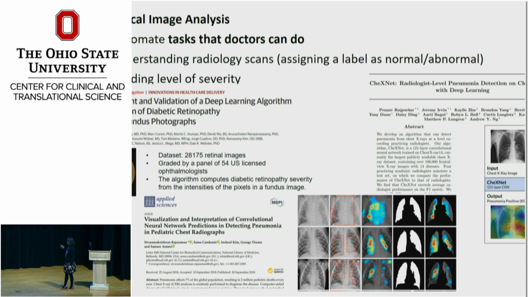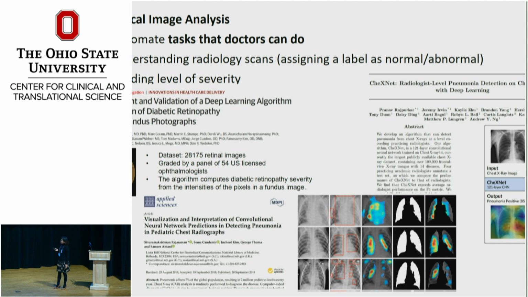For example, this study was conducted at Stanford University. Researchers trained a very large neural network algorithm with a very large data set released by NIH. And they detect pneumonia from the chest X-rays as good as a radiologist. We repeated, with my previous colleagues at the National Library of Medicine, a similar study to detect pneumonia in pediatric chest X-rays.